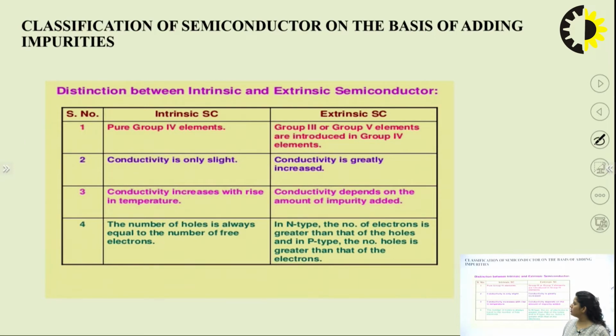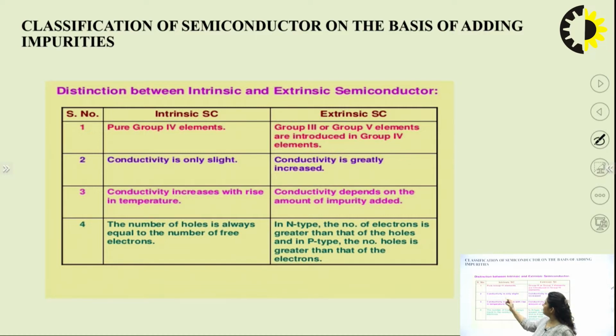Here we are going to see the difference between intrinsic and extrinsic semiconductors. The first one: intrinsic semiconductors are pure group 4 elements, which are called pure semiconductors. On the other hand, third and fifth group elements are introduced into the group 4 elements, so that some impurities are added into the intrinsic type semiconductor and we can improve its conductivity.